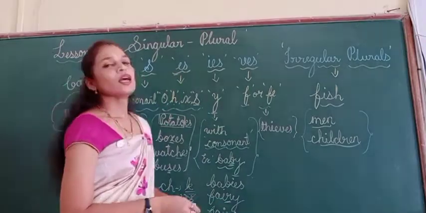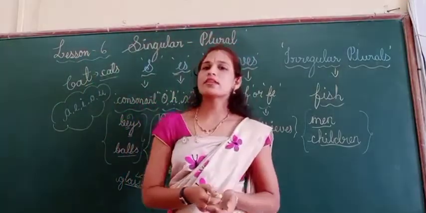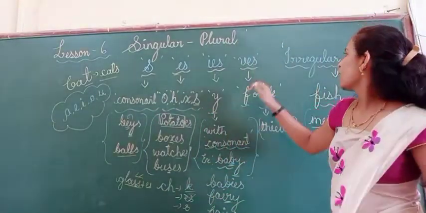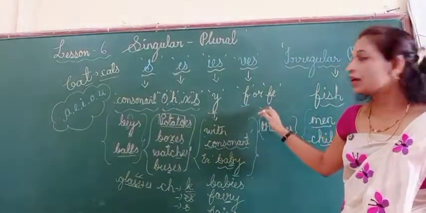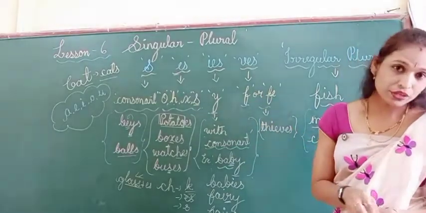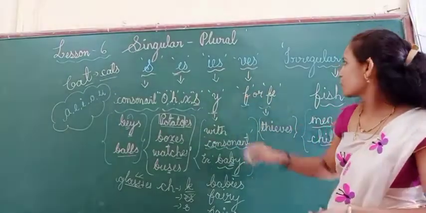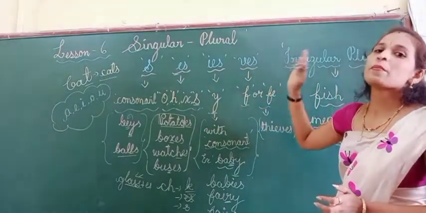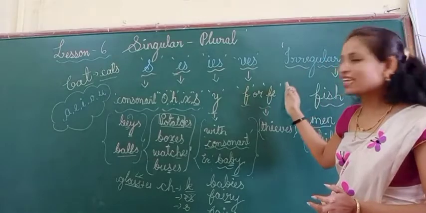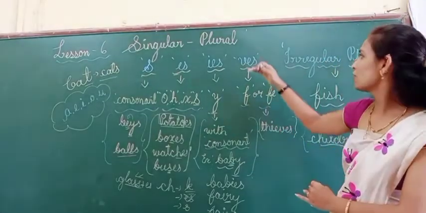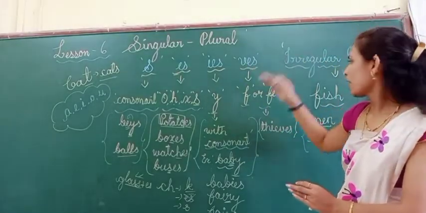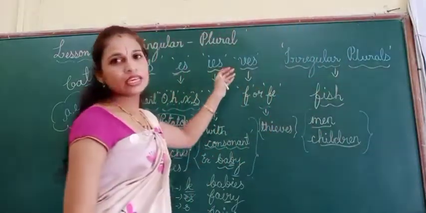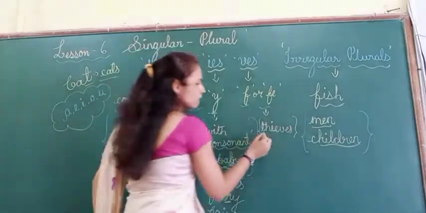Yes. In rare cases, in some words where a word ends with the letter F or F-E, what are we going to add for that? Very nice. It's V-E-S. Instead of F or F-E, we'll remove that and we'll add V-E-S. Instead of F or F-E, what are we going to add? V-E-S. See here, I have written an example.